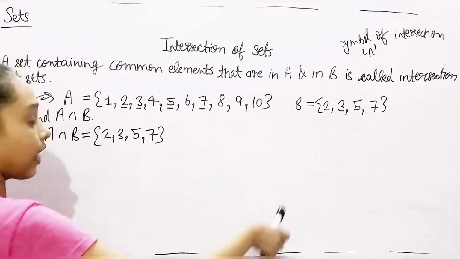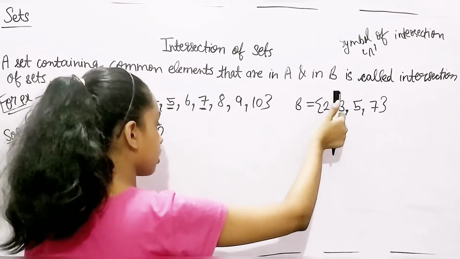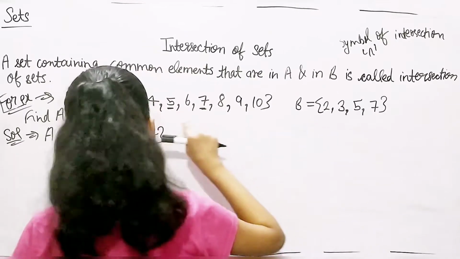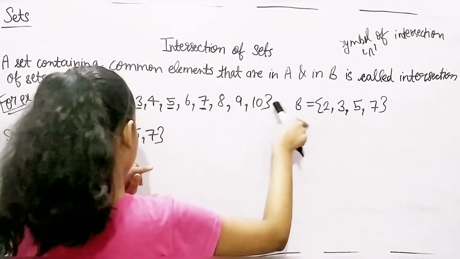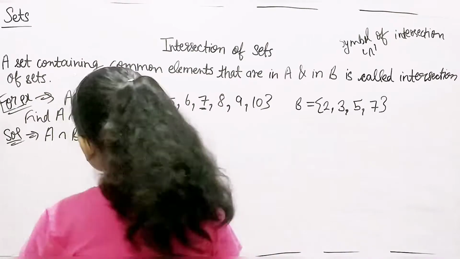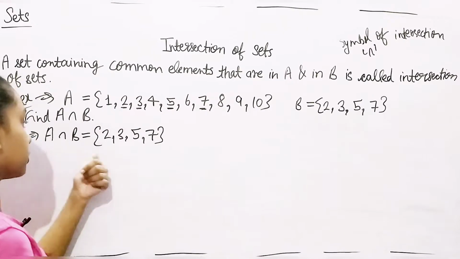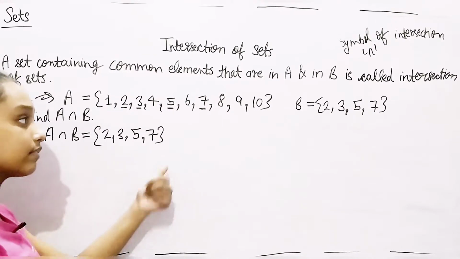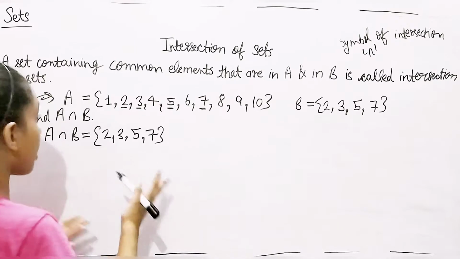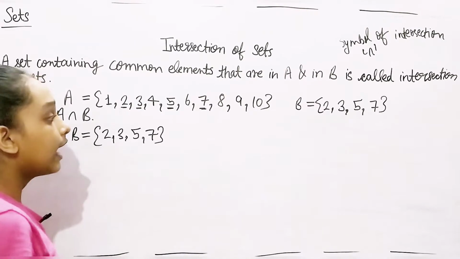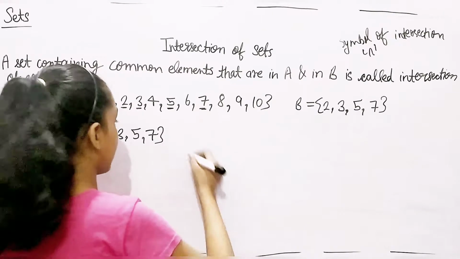So, in set B we have 2, 3, 5, and 7, and in set A we have actually all those elements. So that's what I did. A intersection B is equal to the elements 2, 3, 5, and 7. So we found A intersection B. That's it.